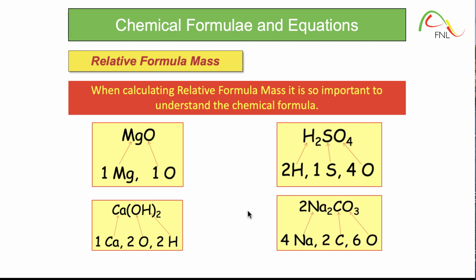And even more complex, if you put a number in front of the compounds, here we've got 2 Na2CO3, the number in front multiplies everything behind. So we've got 4 sodiums, we've got 2 carbons, and 2 times 3 is 6 oxygens. Okay, make sure you understand that. You can see what these numbers do.